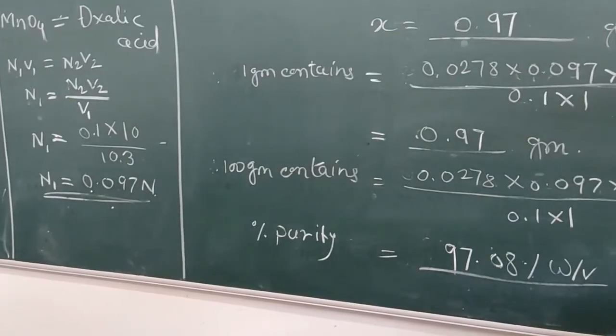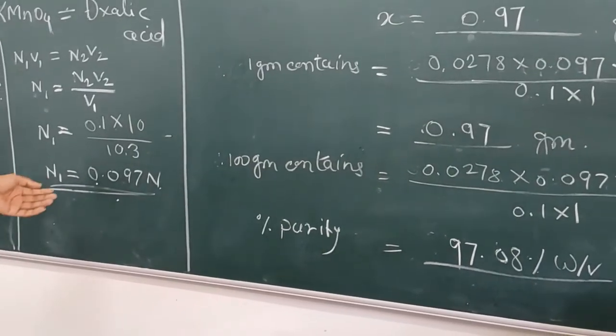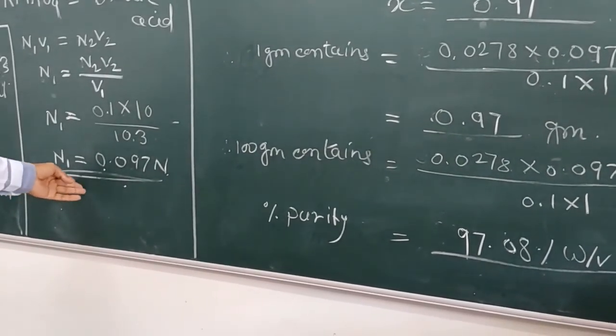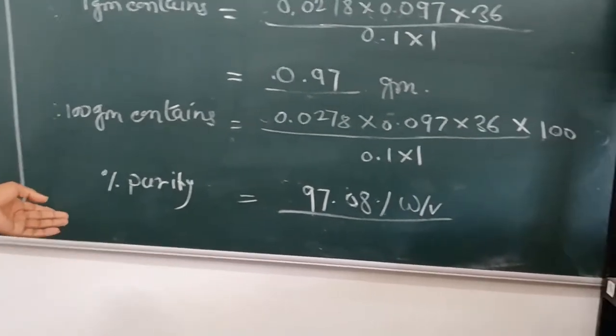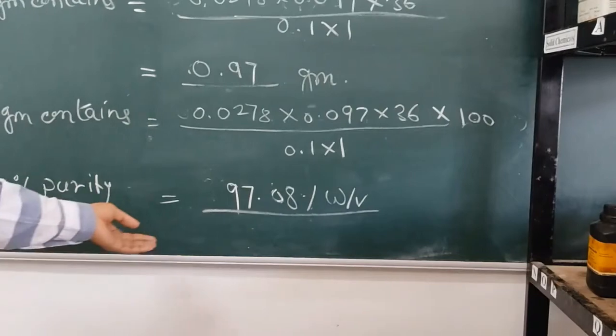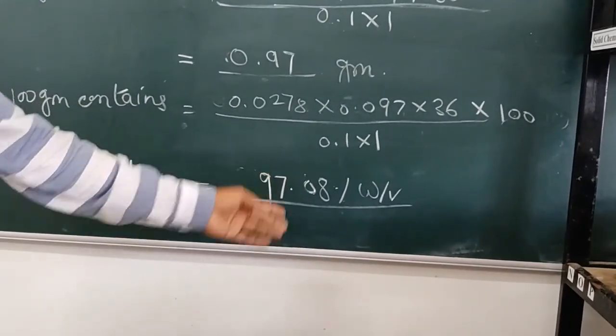Result: in the assay of ferrous sulfate, the normality of potassium permanganate is found to be 0.097 normal and the percentage purity is found to be 97.08% weight by volume.